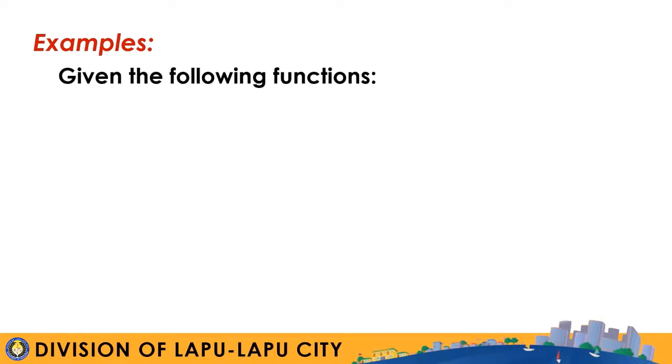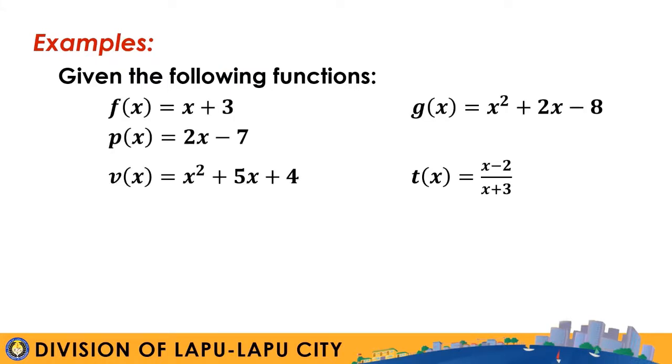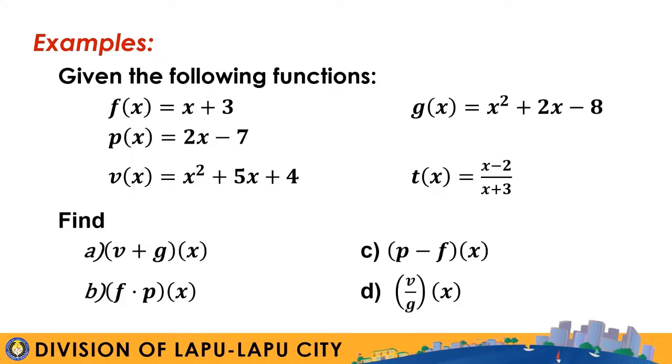Given the following functions. F of x equals x plus 3. P of x equals 2x minus 7. V of x equals x squared plus 5x plus 4. G of x equals x squared plus 2x minus 8. T of x equals x minus 2 over x plus 3. Find A. V plus g of x.